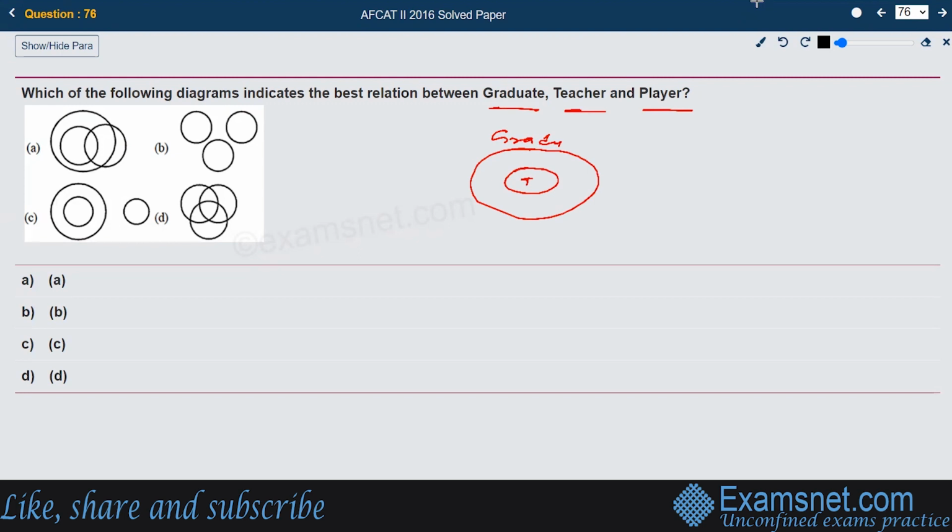And there are players also. There can be some players who are teachers also. There can be some players who are graduates also. So the circle of teacher can come like this, and the circle of player can come like this. There are some teachers who are players also, and some graduates who are players also. So this should be the right figure. If you have a closer look, this is available in option number A. So that should be the right answer, option number A.